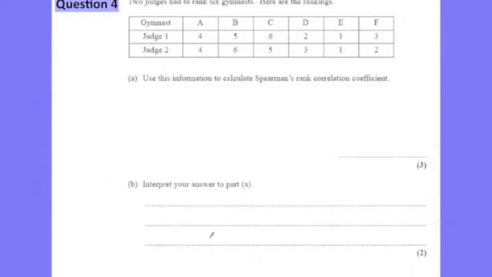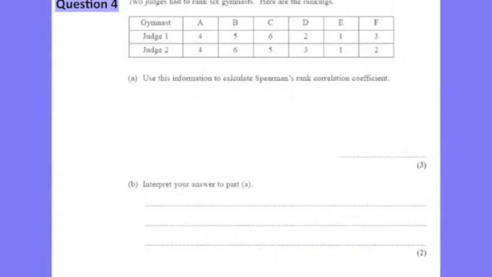Question number 4. Two judges had to rank 6 gymnasts. Here are the rankings, so we've been given the rankings straight away. These are not points. Judge 1 thought that gymnast E came first, as did Judge 2. We're asked to use this information to calculate Spearman's rank correlation coefficient.